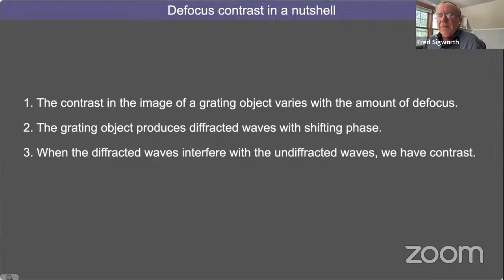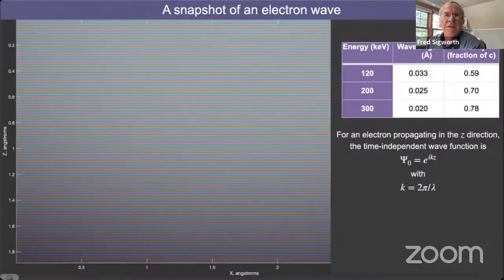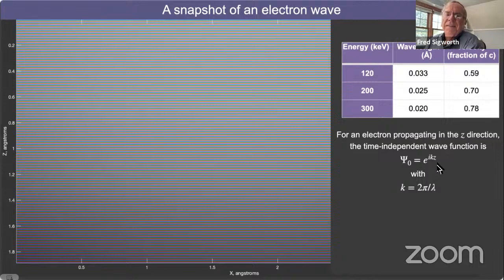So we want to understand how it is that we get an image in the first place, and what's happening when we defocus. So electron waves have short wavelengths. At 300 kV, it's about 2 picometers, but those electrons are going really fast. And physicists would write the wave function of an electron wave as e to the ikz. Here's our complex exponential. It just says the electron wave is represented by one of these complex exponentials where it repeats every, let's say, 2 picometers.